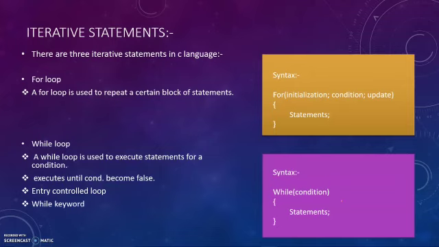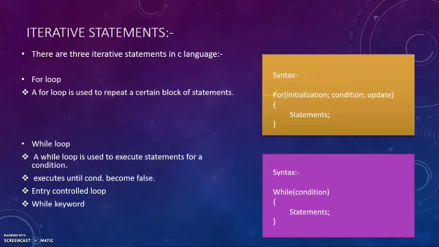Our today's main topic is the iterative statements. The word iteration refers to the repetition of some data. We can also call them loops. C language has three loops: for loop, while loop, and do while loop. The first one is the for loop. A for loop is used to repeat a certain block of statements.